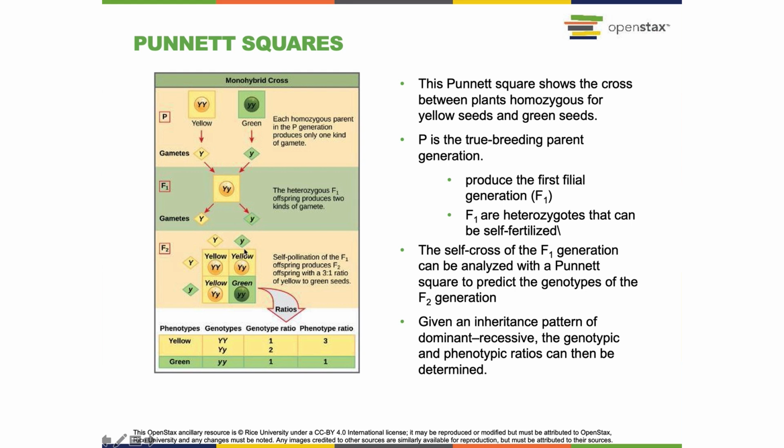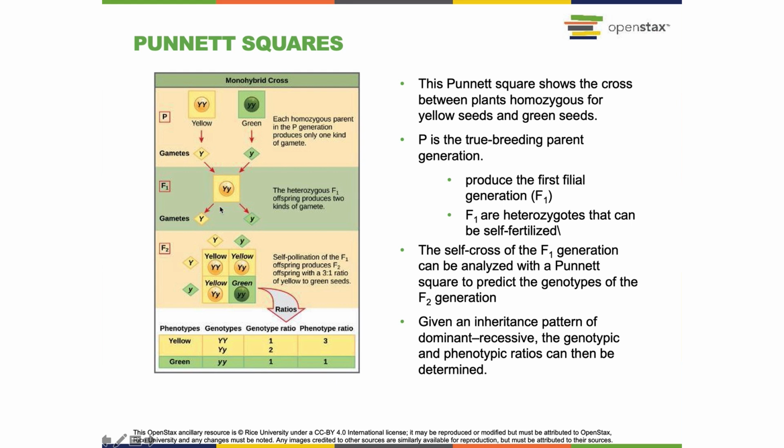Here's our Punnett square, and it's going to be a 2x2 Punnett square. We had our parent generation. This organism could only contribute a dominant allele. This could only contribute a recessive allele. So all the members of the F1 generation had one dominant, one recessive allele, had the dominant phenotype of yellow. Okay. Now, for the F2 generation, each of these organisms can contribute either a dominant or recessive allele.